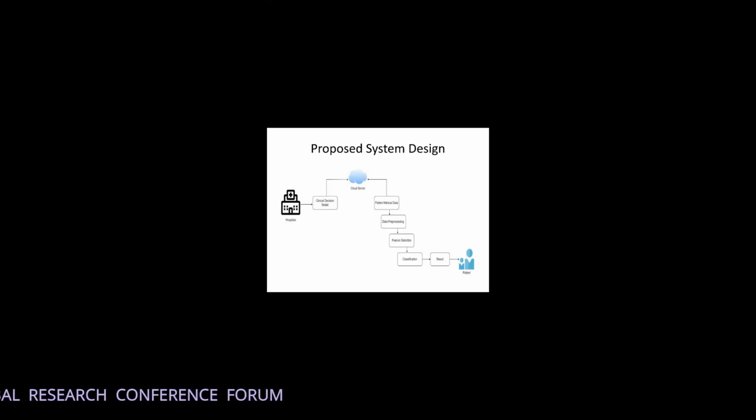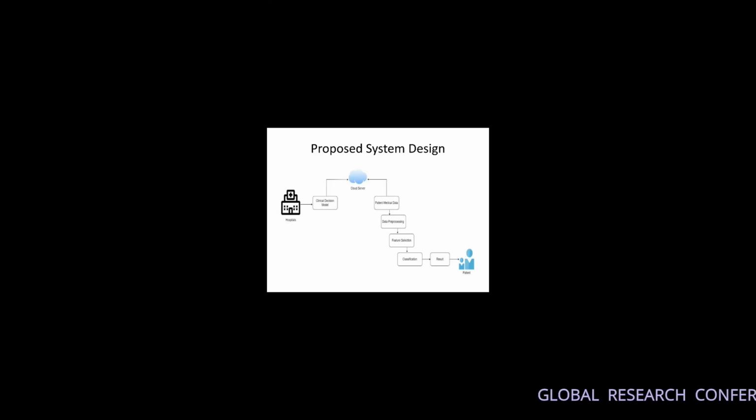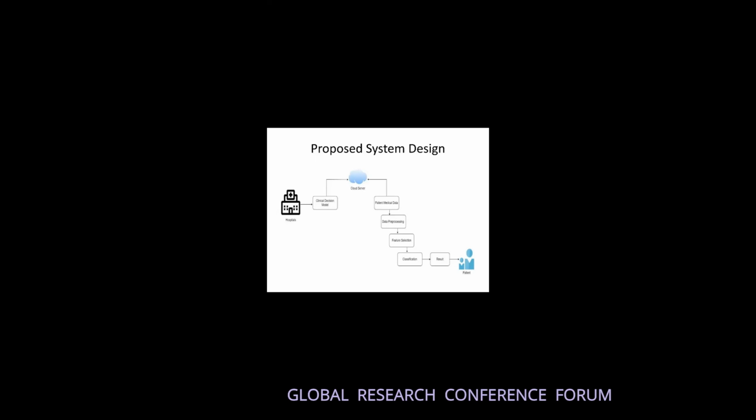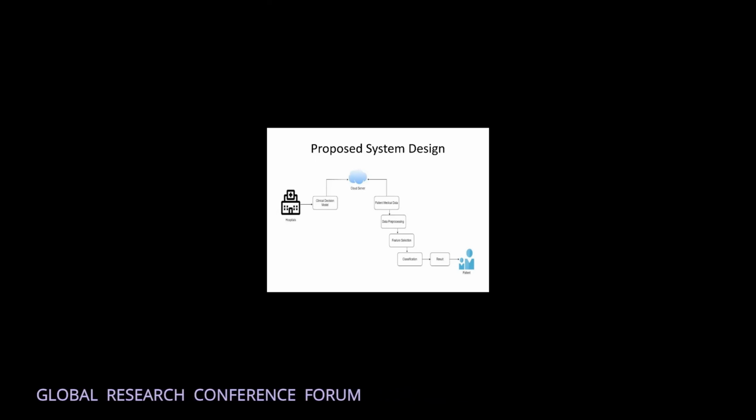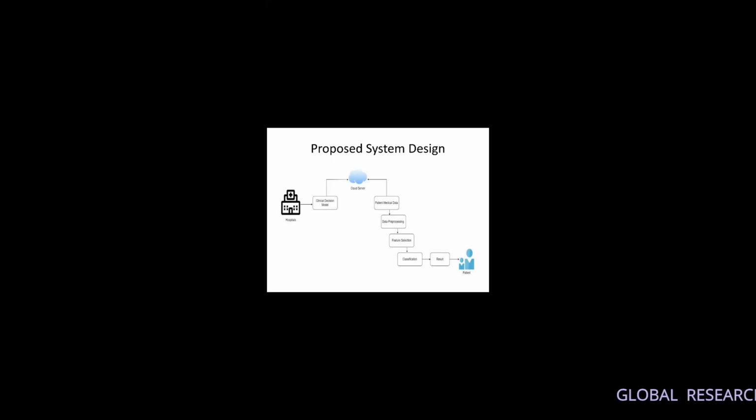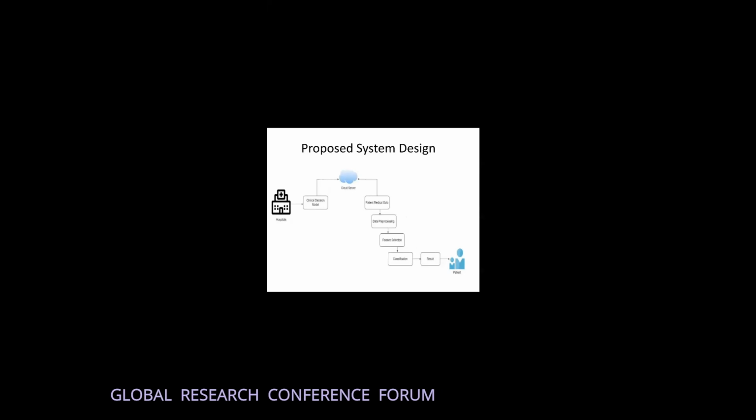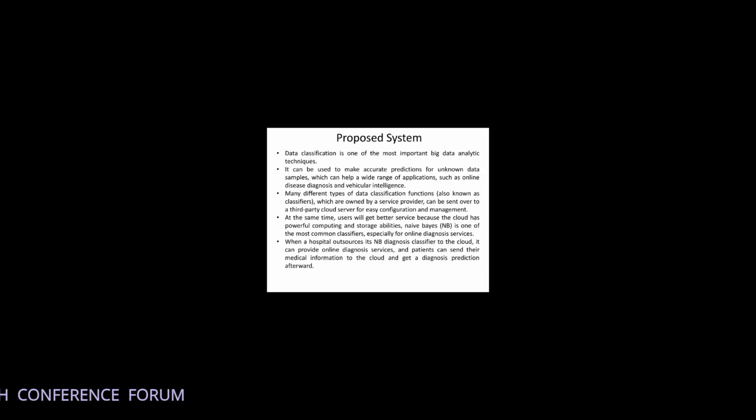After that, the classification is there. Classification refers to a predictive modeling problem where a class label is predicted for a given example of input data. For the classification, we use the Naive Bayes classification algorithm. Naive Bayes is a supervised learning algorithm. Next is the proposed system.